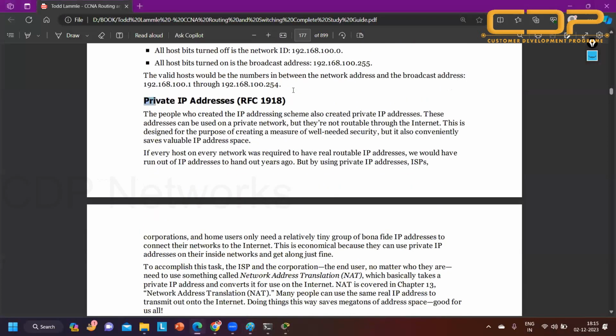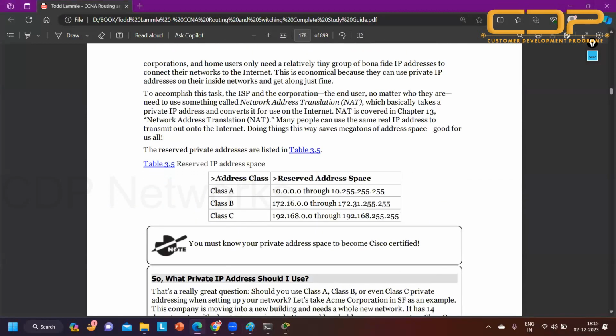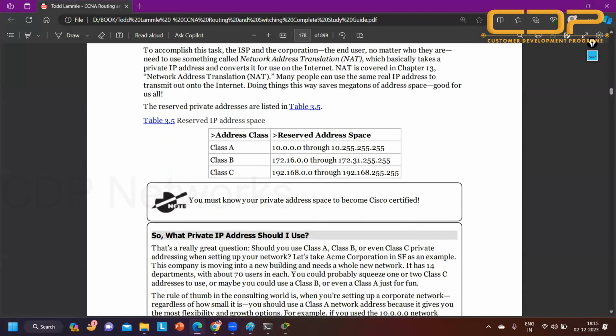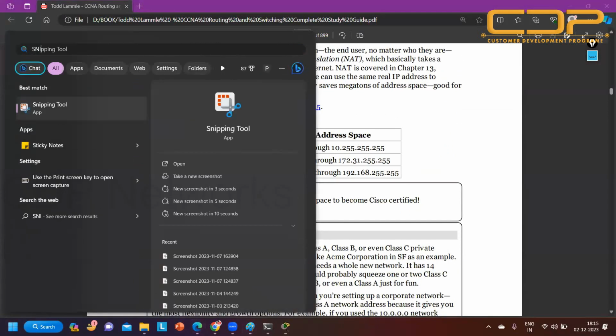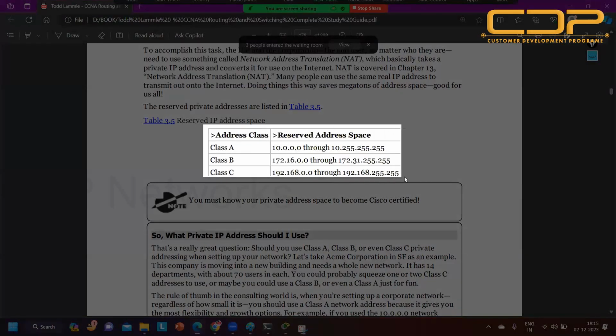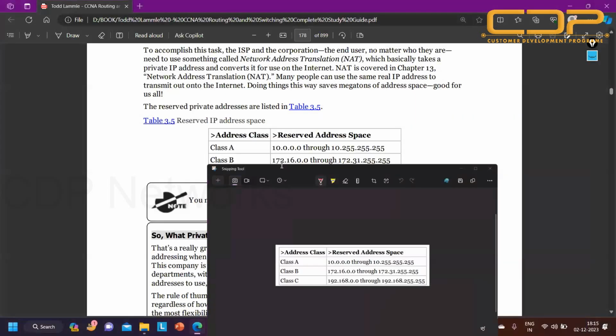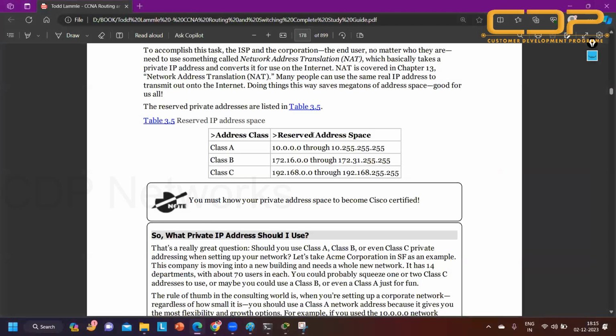Then we divide IP addresses into private and public. And you can see the range. What is the difference between private IP address and public IP address? First we divided IP addresses into classes to reduce the shortage. Again, we had a shortage. So what we did, we divided IP addresses into private and public.